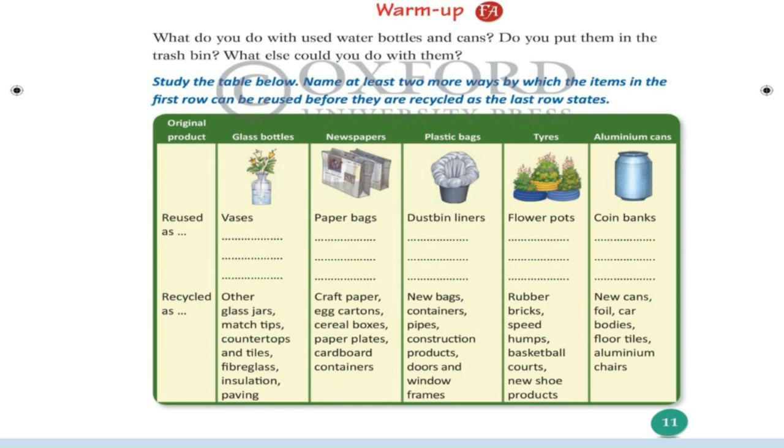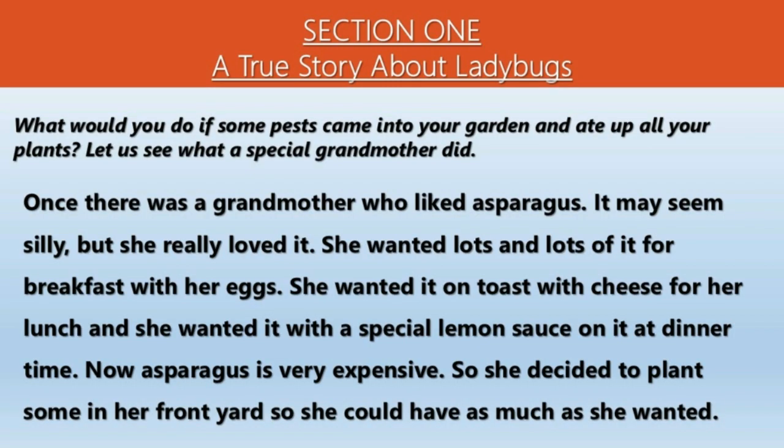Study the table below. Name at least 2 more ways by which the items in the first row can be reused before they are recycled as the last row states. The items given in the table are glass bottles, newspapers, plastic bags, tires, aluminum cans. You may do this in your textbook.